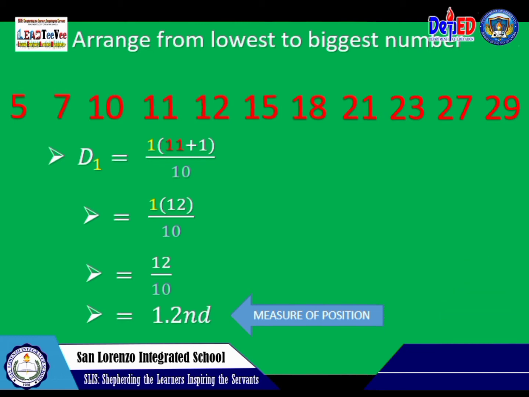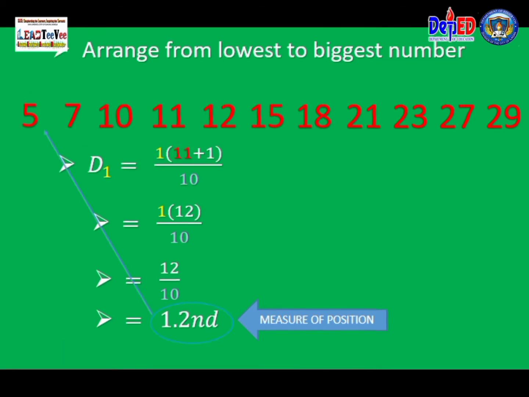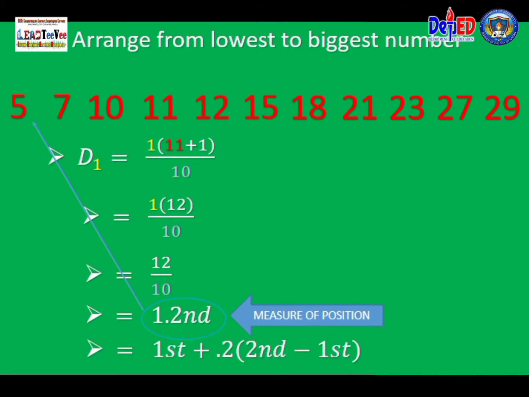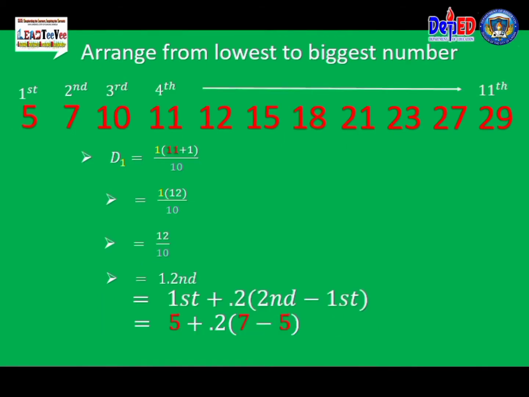So 1.2 is not the final answer yet because it has a decimal point of 0.2. 1.2 is only the measure of position, and it is located somewhere here because 5 is the first data. So 1.2 is between the 5 and 7. To get the exact value of the first decile, get the first number plus 0.2 times the second number, which is 7, minus the first number. So substitute: 5 plus 0.2 times 7 minus 5.